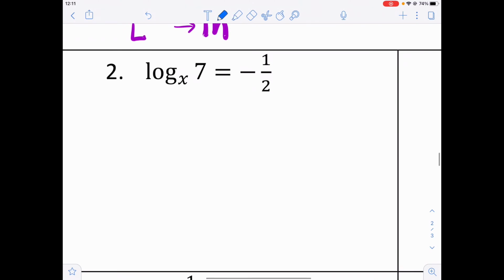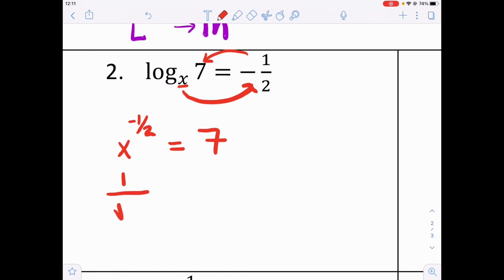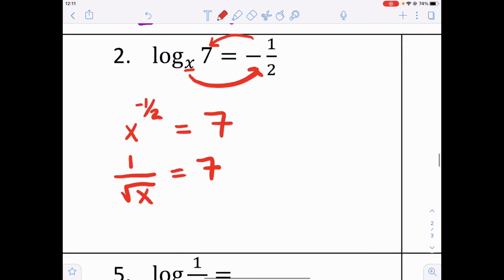All right, let's go to our next one. So this time our x is in our base. It's in our base. We're going to do our circle again. Base stays base, so we have x to the negative 1/2 is equal to 7. So let's resolve this again. We've got 1 over the square root of x. We just saw that happen in the last problem. Equals 7.